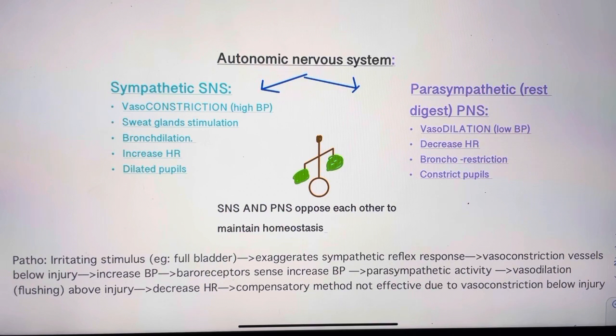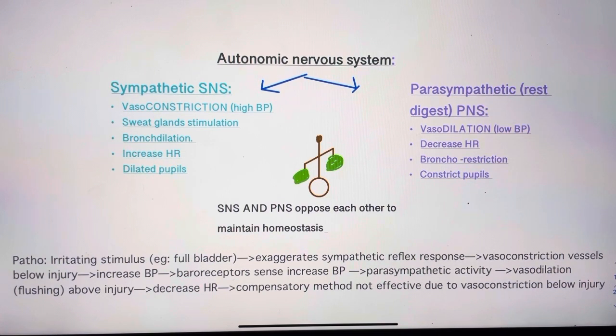To fully understand this, we have to kind of go back to the basics of the autonomic nervous system. It is broken into 2 parts, the SNS and the PNS. The sympathetic, or SNS, is responsible for vasoconstriction, or increasing blood pressure. It also stimulates sweat glands. It causes bronchodilation. It increases the heart rate. It dilates pupils. So when I think of sympathetic, I think of everything getting bigger, higher, or hotter. So basically, we're going to sweat and everything is going to increase. That is your fight or flight response.